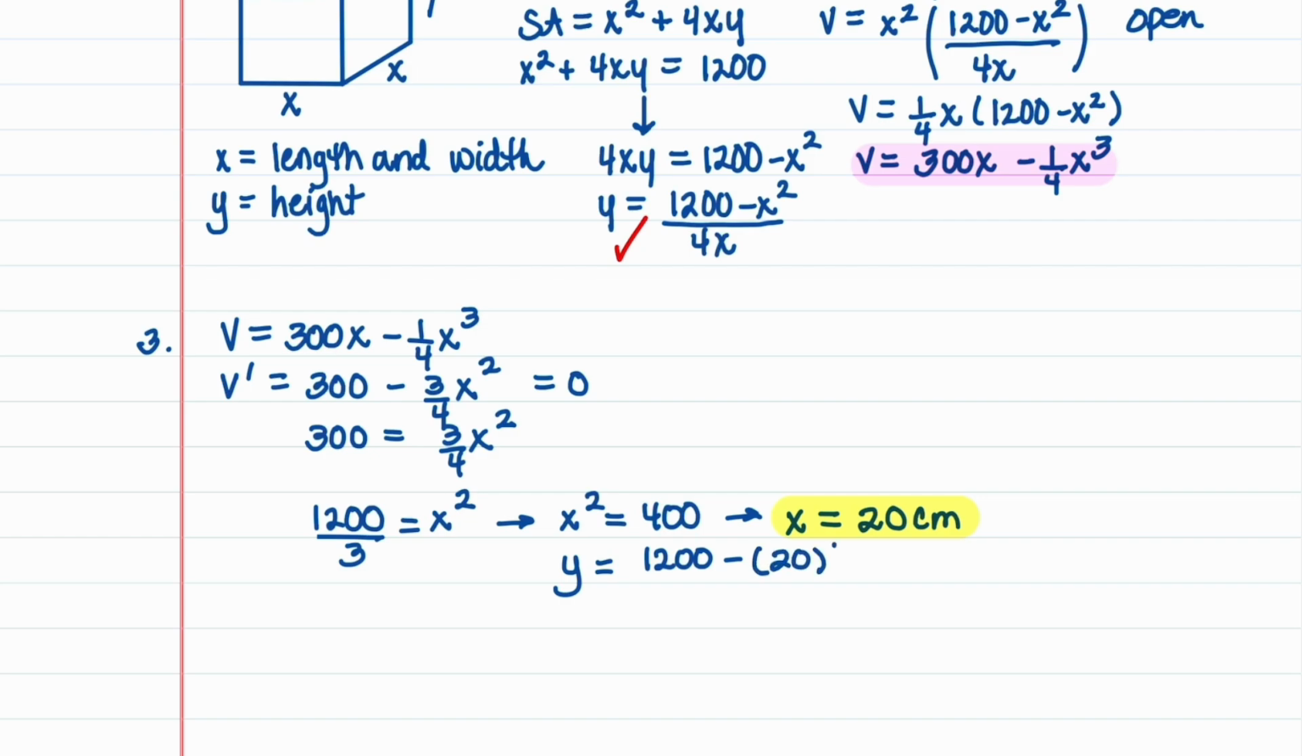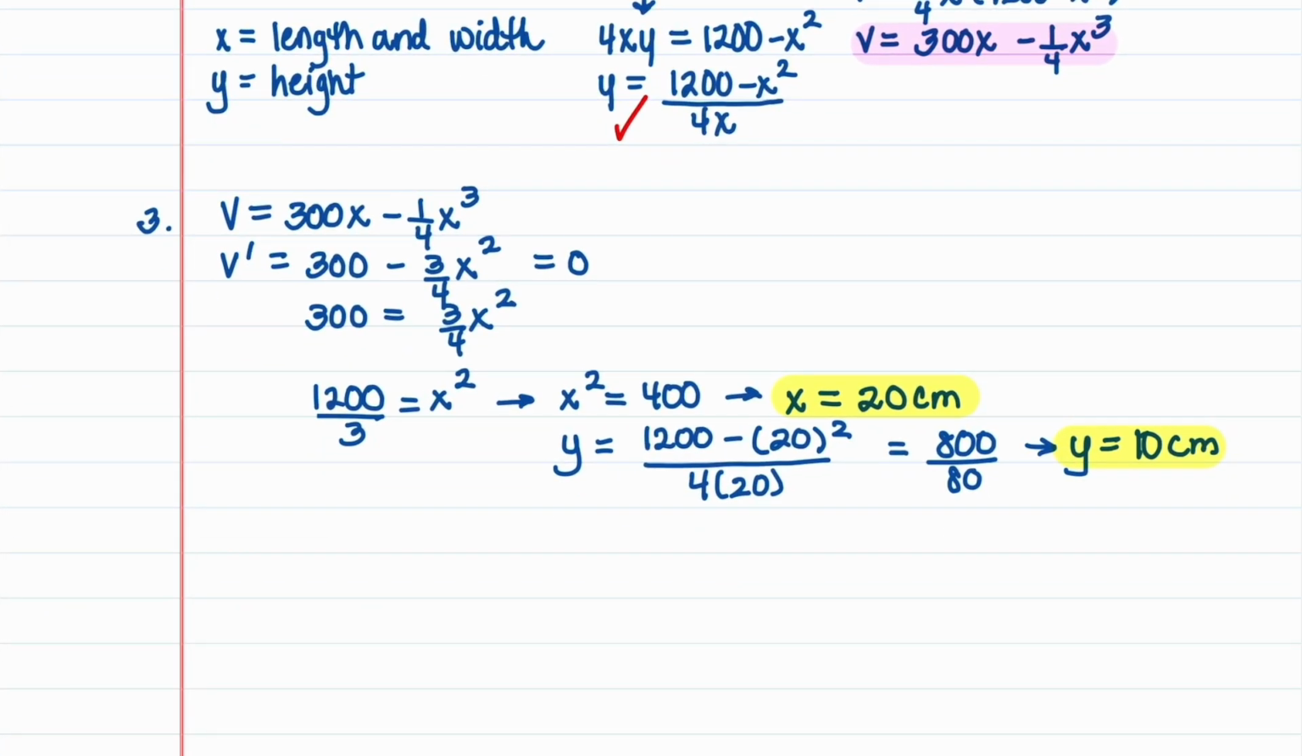So we have 20 squared, all divided by 4 times 20. Let's see. This is 1200 minus 400. So this is 800 divided by 80. So we get that y is equal to 10 centimeters.